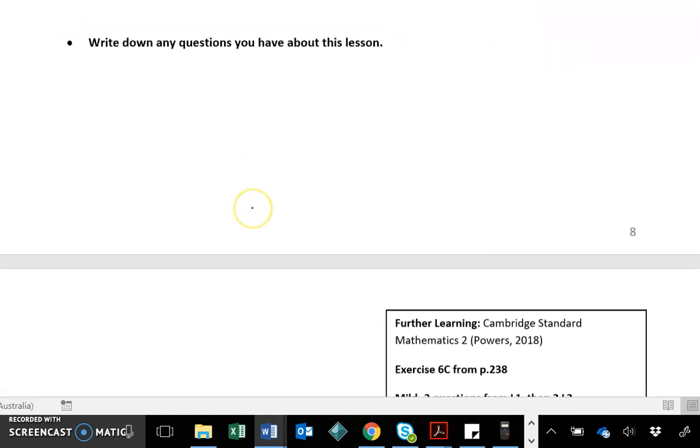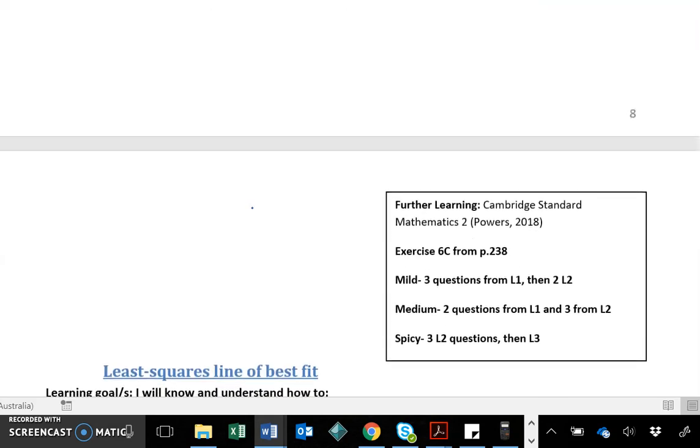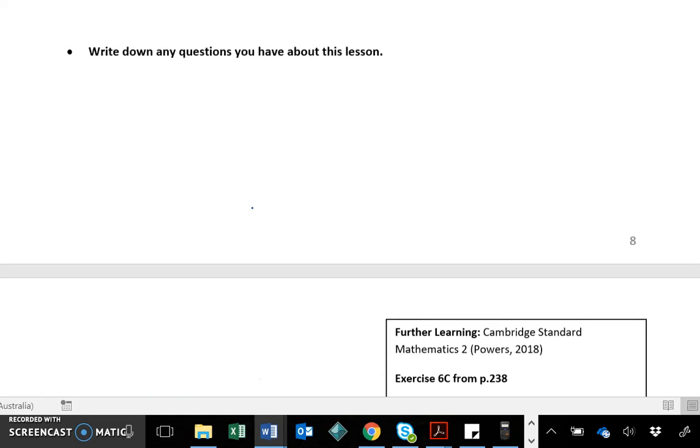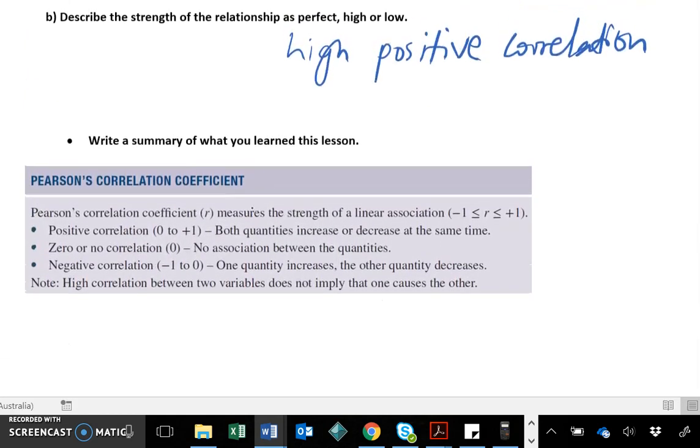Okay, so write down any questions you have, perhaps a few more summary points. Have a go at exercise 6C, see how you go. If you want to pause any parts of the video or go back over it, feel free to do that.